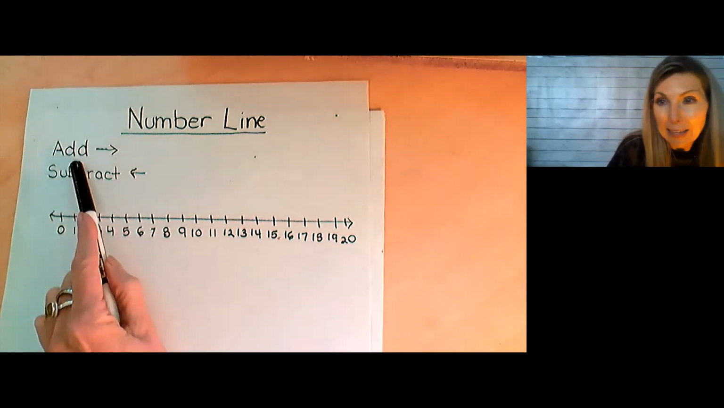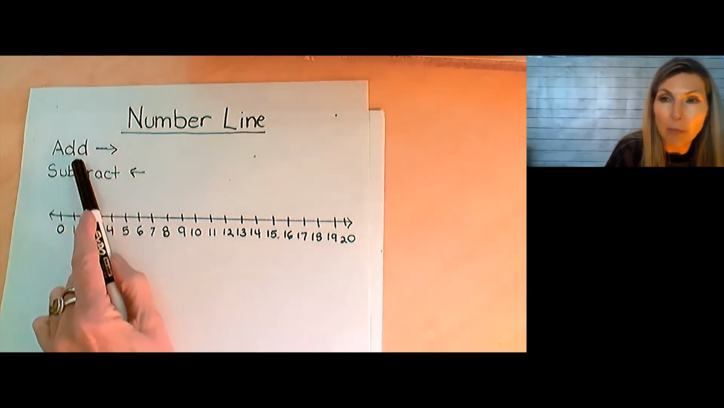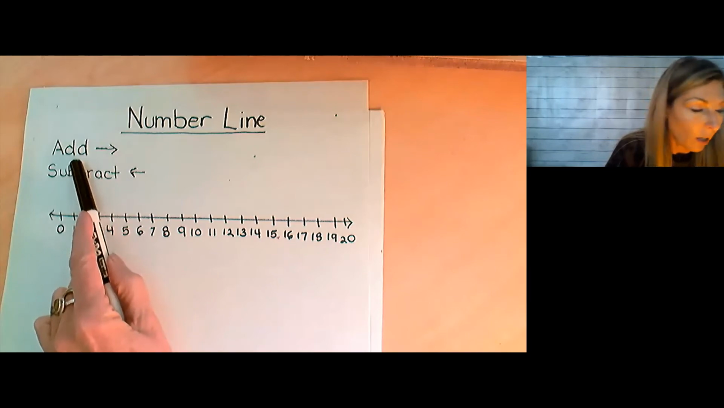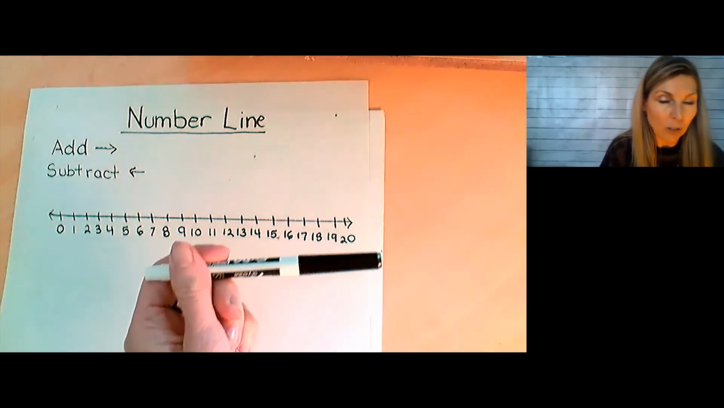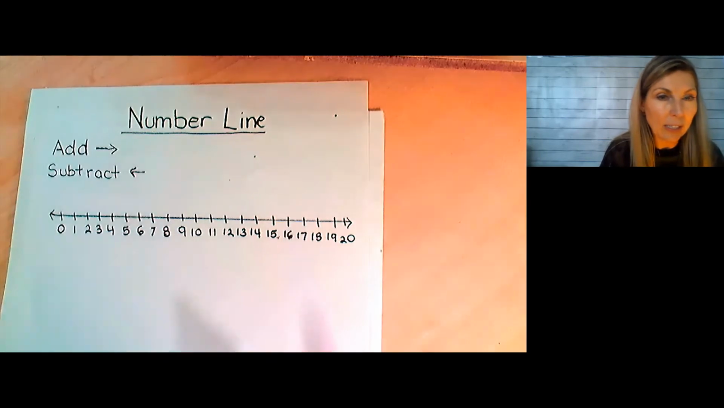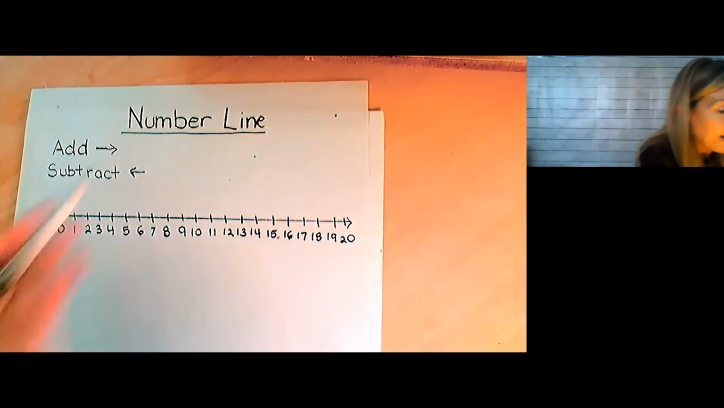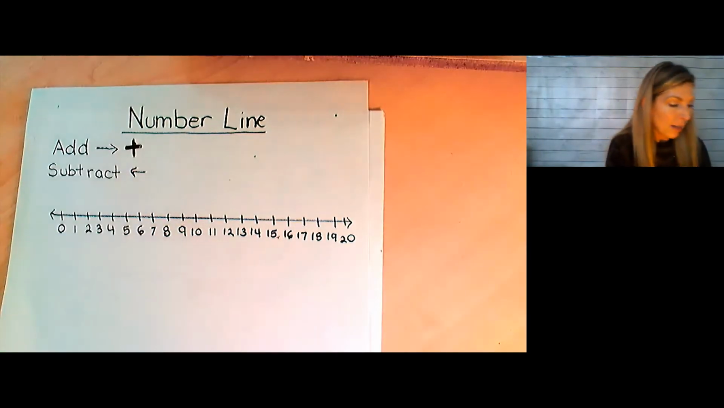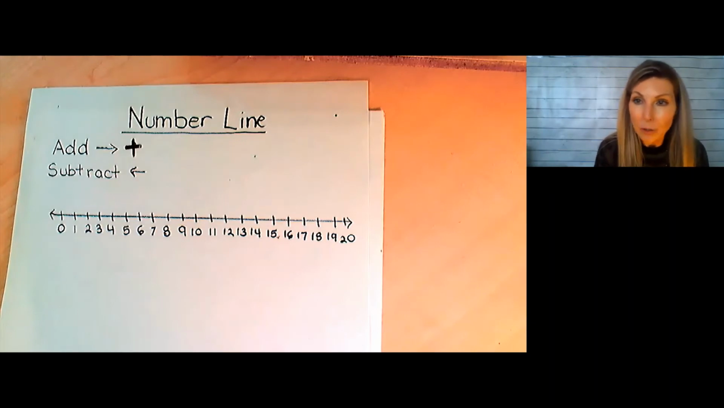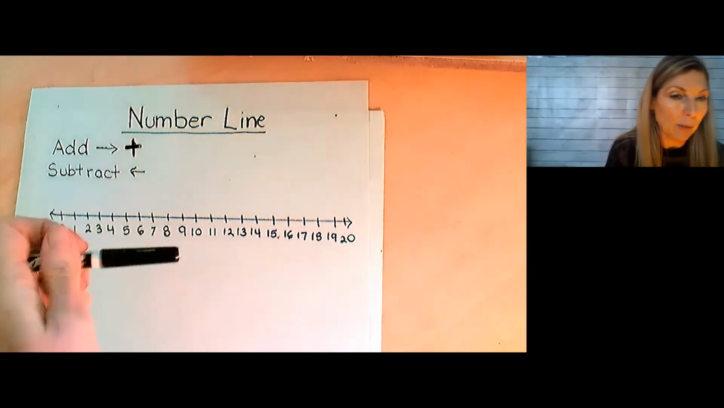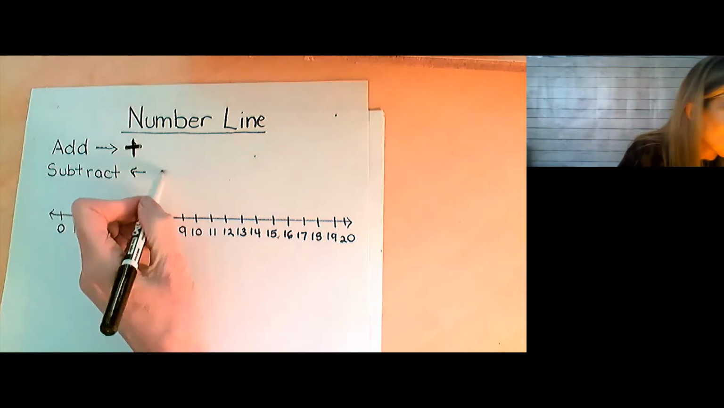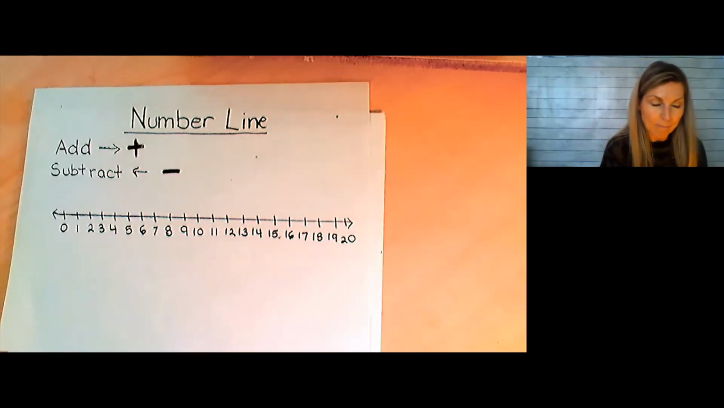When we add two numbers together, so when we put them together to find the total amount, we go in this direction. So we move our fingers in this direction, and that's adding. When we subtract or take away, we go this way. So subtraction is that way.